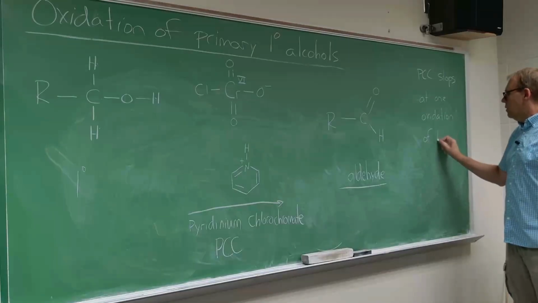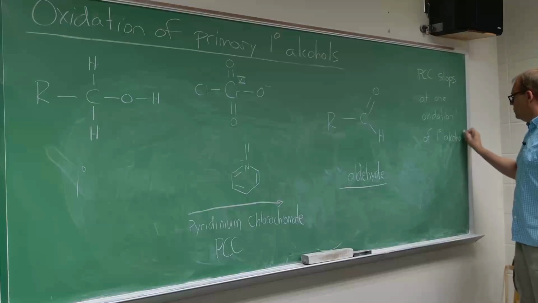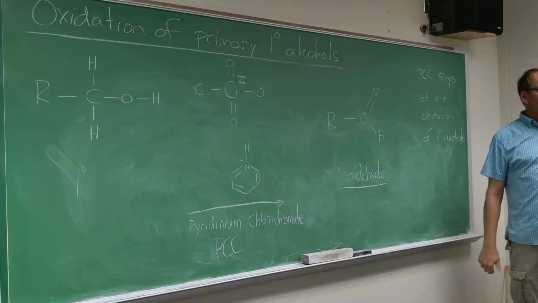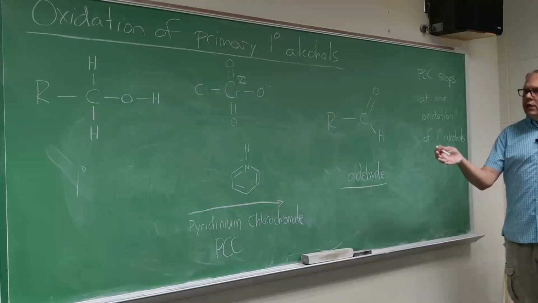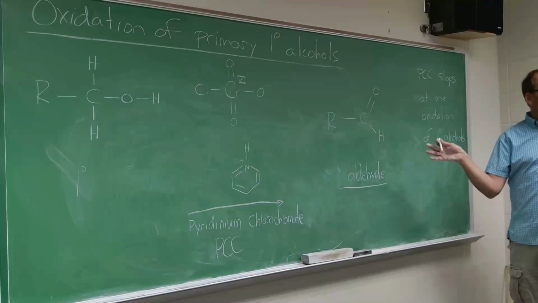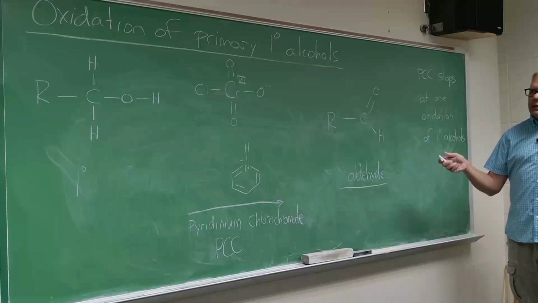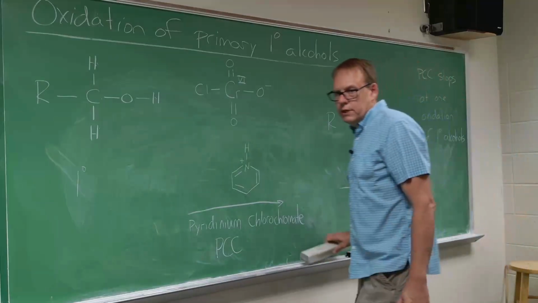Of primary alcohols. So if your goal is to make an aldehyde, the PCC reagent is the one to use. And the table says this. It says what the reagent is, and then describes it as being useful for oxidizing primary alcohols to aldehydes. The other thing that primary alcohols can do is oxidize to carboxylic acids, which is a bigger oxidation process, and we're going to talk about that next.